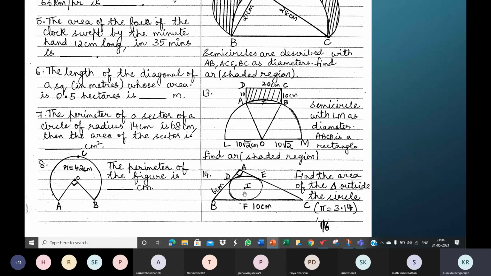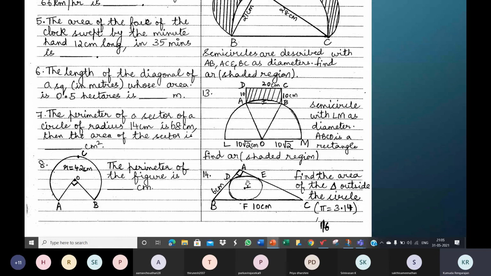Otherwise, how will you know? If you just join IF, how do you know it will make 90 degrees? You can join ID, you can join IE, but how do we know that they make a right angle? That's by the theorem. E is the point of contact of the tangent. EI is the radius through the point of contact. So the radius EI and the tangent AC will be perpendicular to each other by the theorem. Radius is perpendicular to tangent at the point of contact.